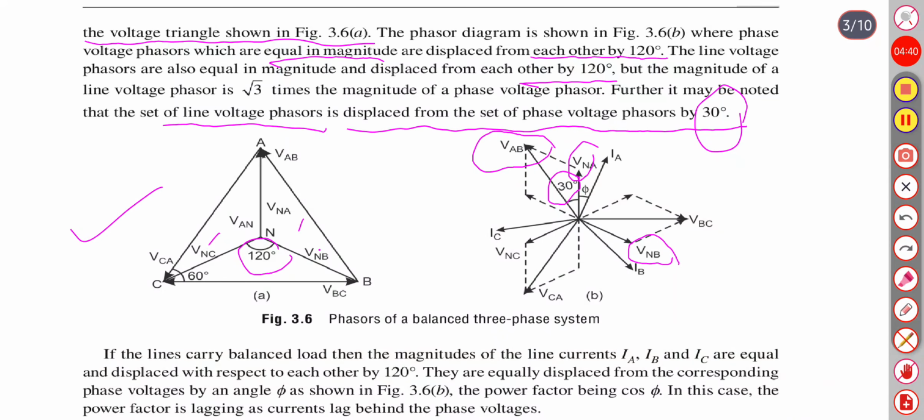If the lines carry a balanced load, then the magnitudes of line currents A, B and C are equal and displaced with respect to each other by 120 degrees. They are equally displaced from the corresponding phase voltage by an angle phi, as shown here. This is the phi. The power factor is cos phi. In this case the power factor is lagging, as the current lags behind the phase voltage.